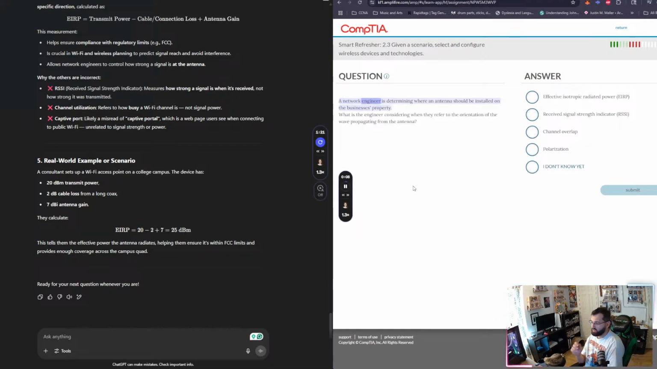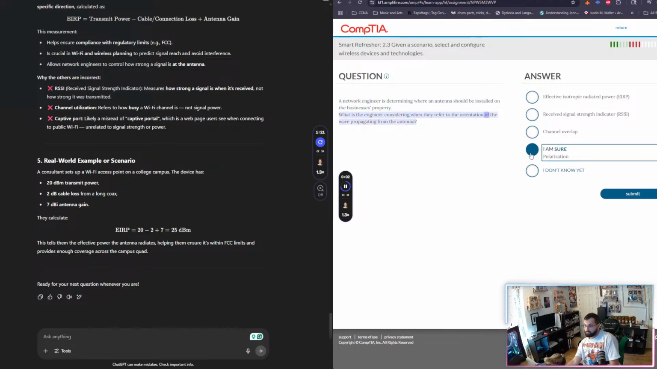A network engineer is determining where an antenna should be installed on the business's property. What is the engineer considering when they refer to the orientation of the wave propagating from the antenna? Polarization! You know, I love that word polarization.